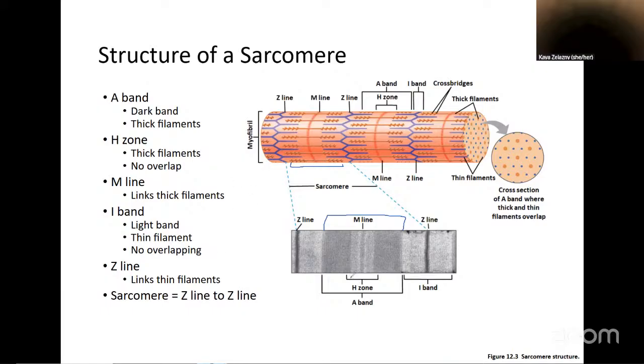Within the A band, we see our H zone. So we're thinking like writing an H, something like that. The H zone is a subset of this.